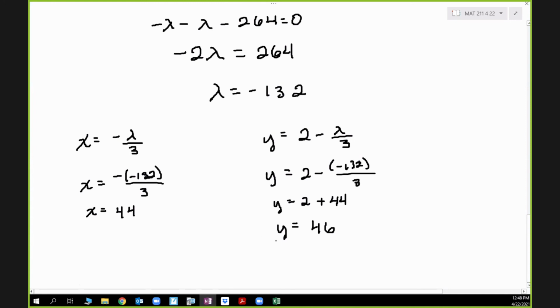So the x and the y were the things that we were actually interested in. The lambda is the tool to get us to this x and y, but the x and y are the things that we're really looking for. So our question was, how much money should be allocated to labor and how much should be allocated to materials in order to get the maximum output based on our budget? 44,000 and 46,000. Exactly. So 44,000.